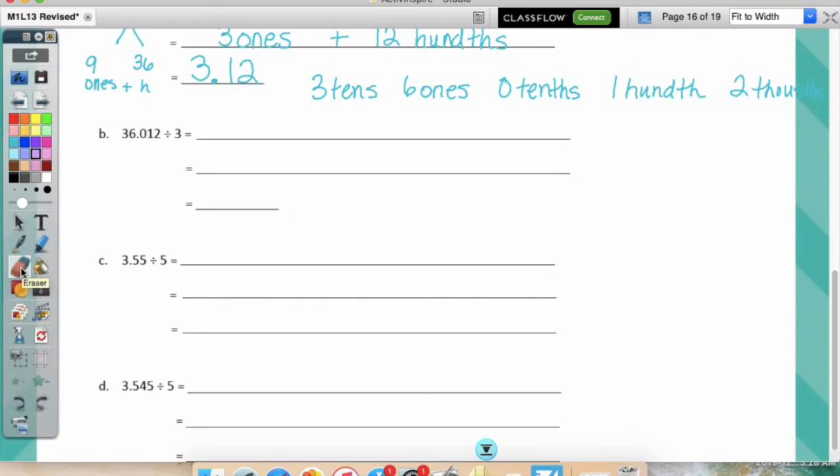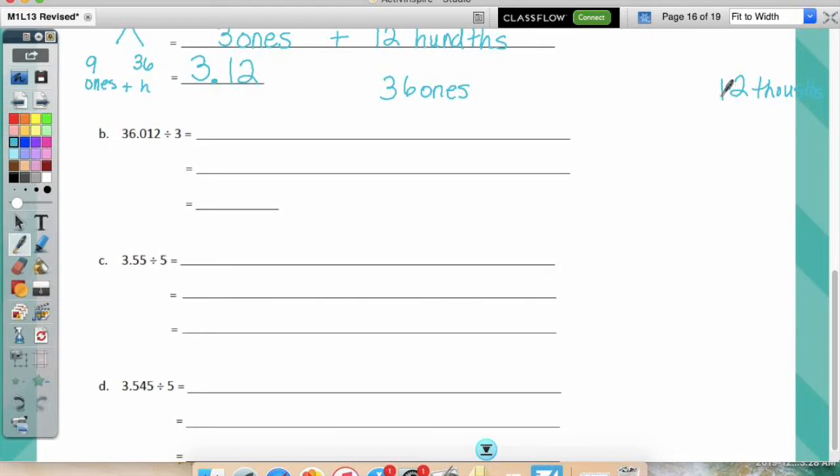So I could do 3 divided by 3, but can I combine anything here? Yeah, what can I combine? 3 and 6. Yeah, I can make it 36 ones, can't I? Yes. Okay, and then what can I combine? I don't need this, do I? Well, the 1 and the 2? Yeah. Okay. 12, so it'll be 12 thousandths.